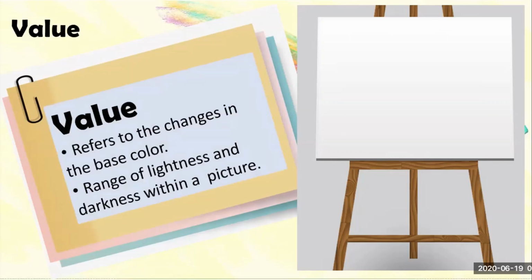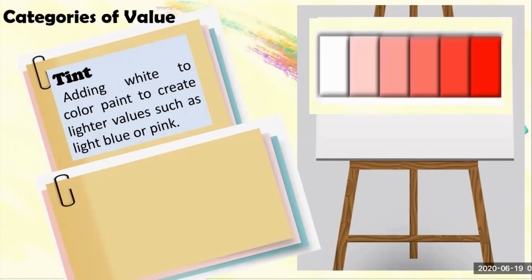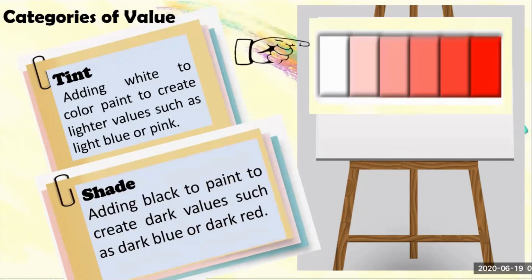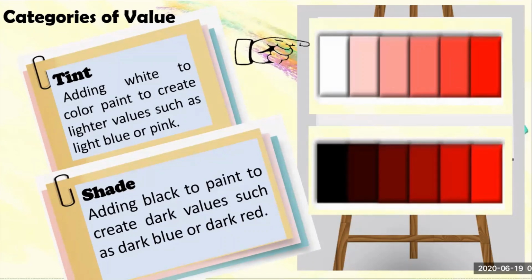Value refers to the changes in the base color, the range of lightness and darkness within a picture. Tint, adding white to color paint to create lighter values such as light blue or pink. Shade, adding black to paint to create dark values such as dark blue or dark red. Those are the categories of value.